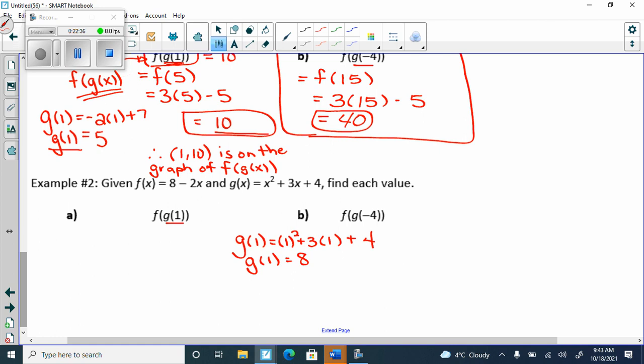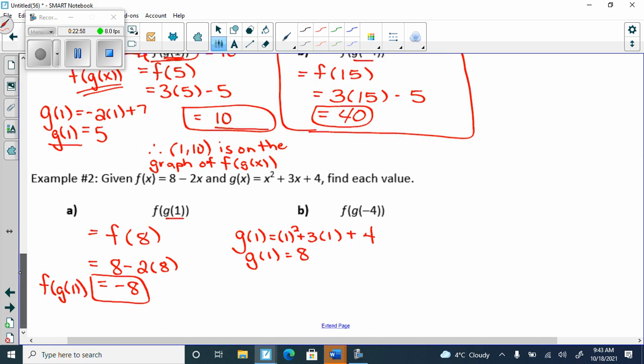It's our in-betweener. Then we put it in here, so we're going to get f of 8. And then we're going to fill 8 into f of x. So we're going to get 8 minus 2 times 8, which is negative 8. Boom. So this is literally f of g of 1 equals negative 8, technically, correct? Which we just found a what? A coordinate on the graph of f of g of x, and it's at (1, -8). Bless the knowledge. Let's move on.